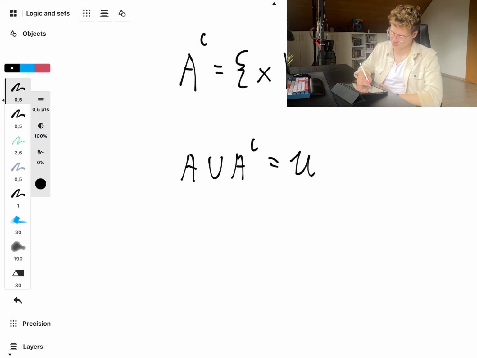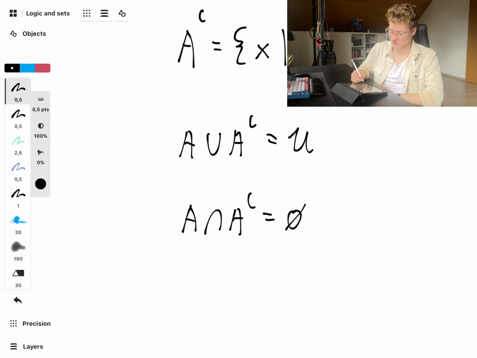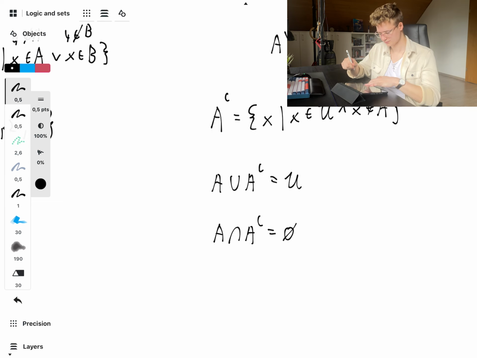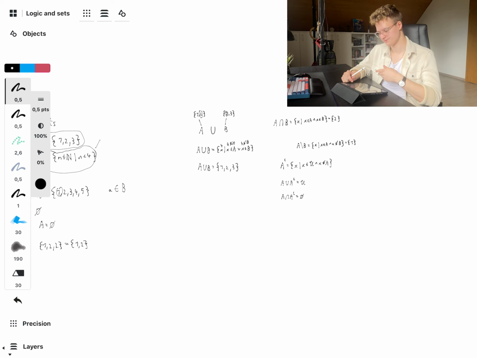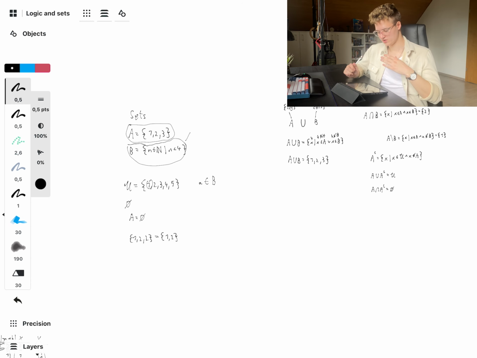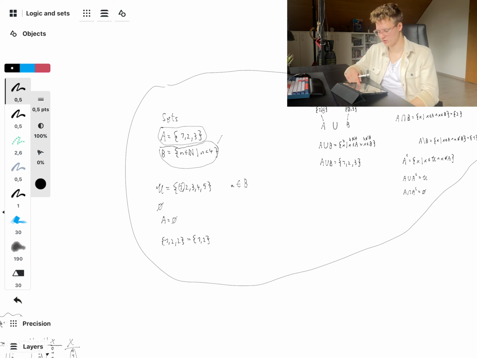And lastly, you also have A intersection A complement, and that's the empty set. So they have no common elements. And these are basically all of the operations that you need to know about here. So these were sets. Now, sets are a bit interesting because these operations that we defined here actually form Boolean algebra.